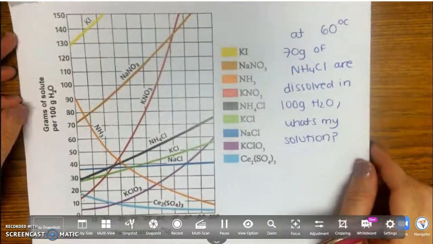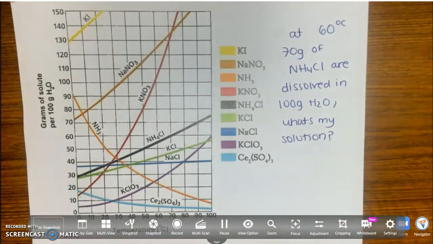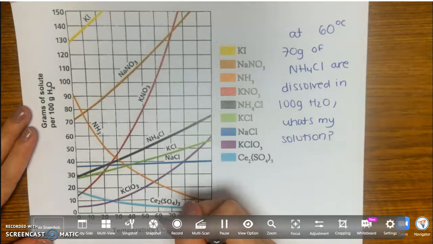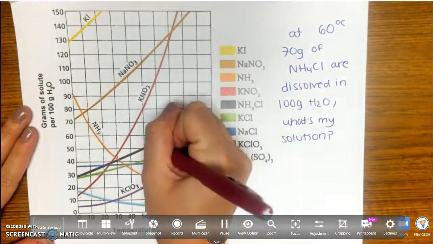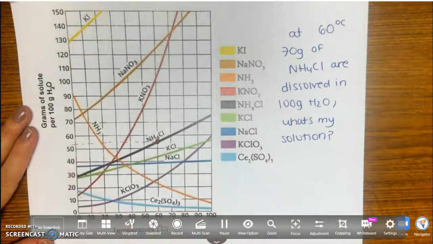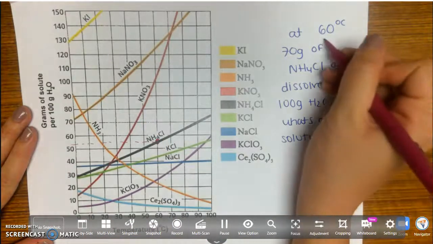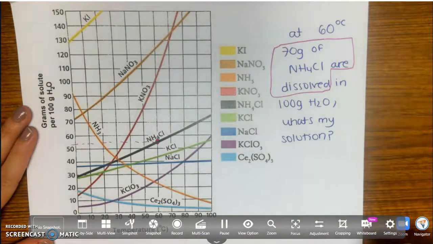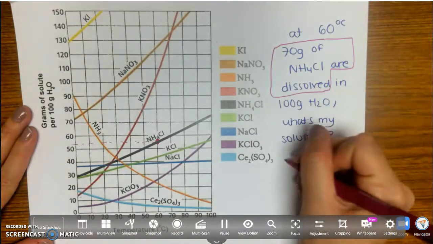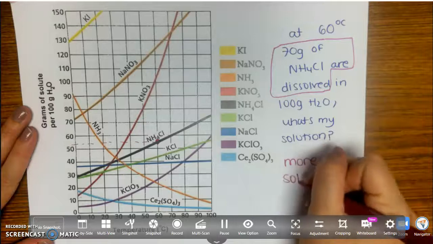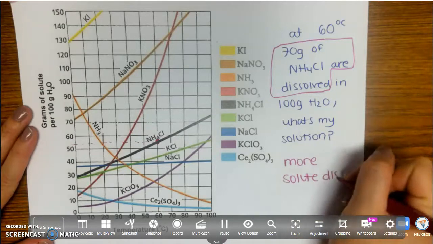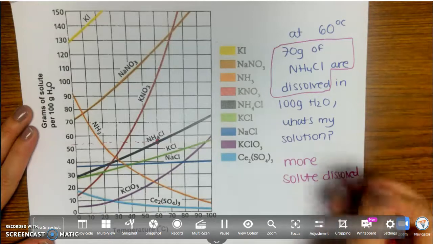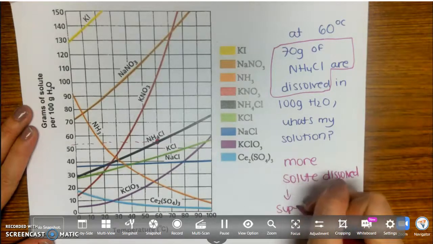Next one. At 60 degrees, 70 grams of NH4Cl, ammonium chloride, are dissolved in 100 grams of water. So what's my solution? Okay, at 60 degrees, ammonium chloride can have about 55 grams dissolved. But this says you have 70 grams dissolved. I should only be able to have 55 grams dissolved based off of that graph. And so when you have more solute dissolved than you should, that was called what again? Supersaturated. So I got more solute dissolved than I should. That's a supersaturated solution.